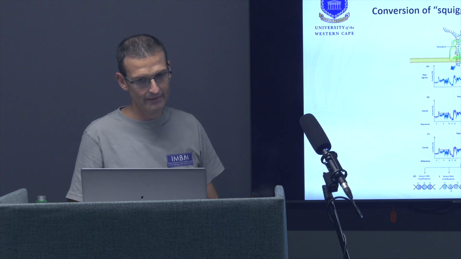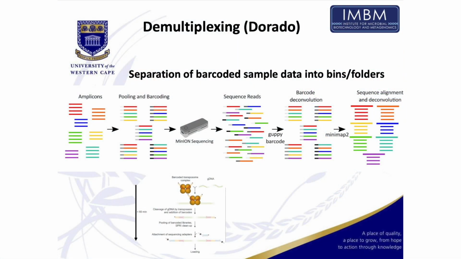So that's step one. The next thing we do is to demultiplex. We have now pooled 10 genomes with barcodes, and we've mixed them together. How do we pull them back apart? That's the process of demultiplexing. Again, the Dorado software is what we use to go through the motions and then end up with our individual genomes.